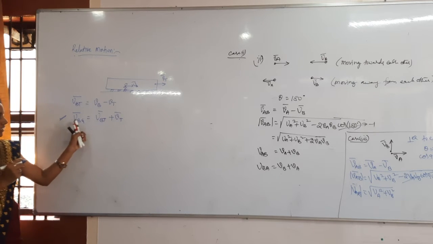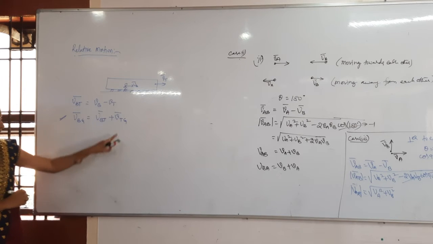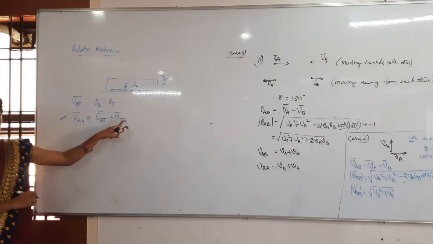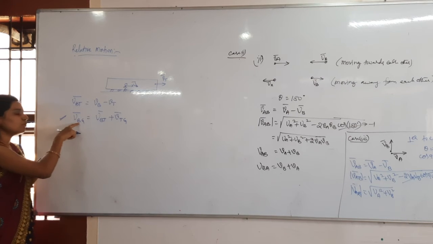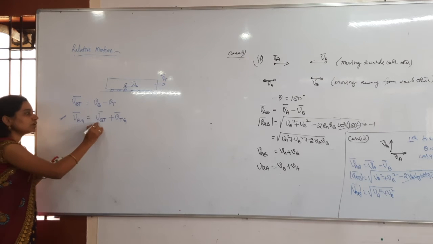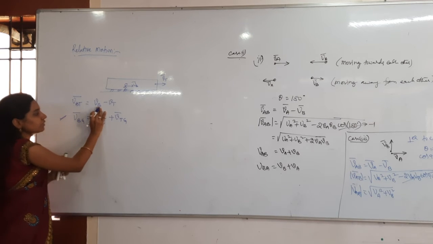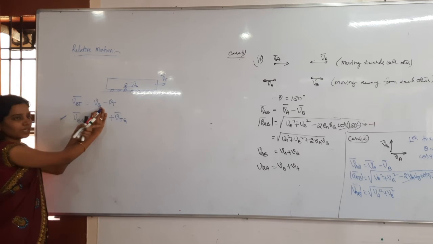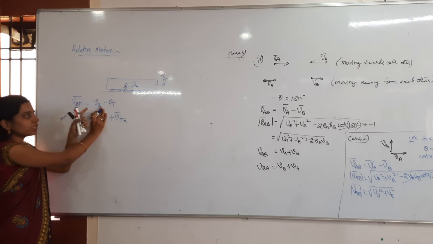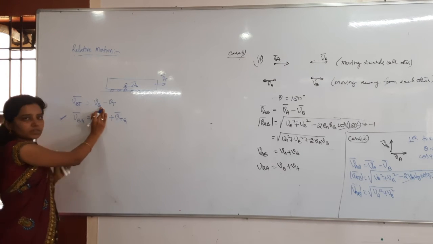So Vbg is equal to Vbt plus Vtg. Vtg means the velocity of the train with respect to the ground, only the velocity of the train. This is only the velocity of the boy, the velocity of the boy inside the train. So he is gaining more velocity. If he is not moving in the train, then what happens? He is not having any velocity relative to the train, he is just sitting. So what can I write? The velocity of the boy is equal to the velocity of the train, of course.